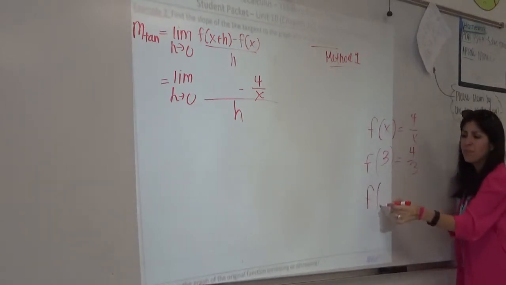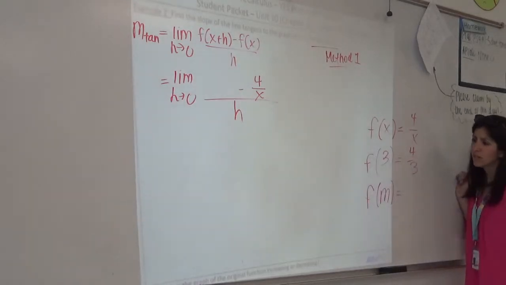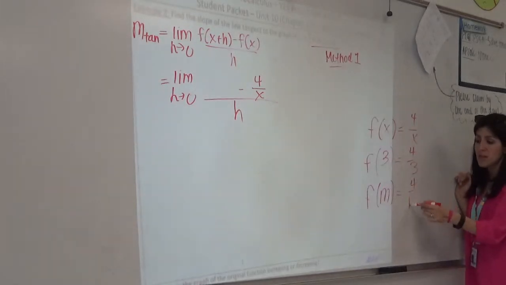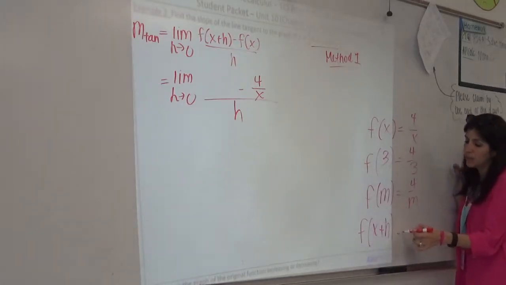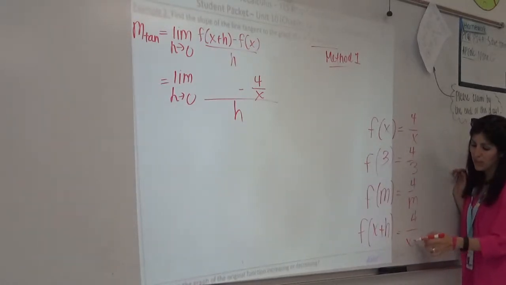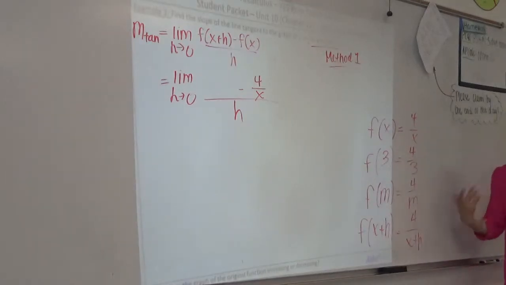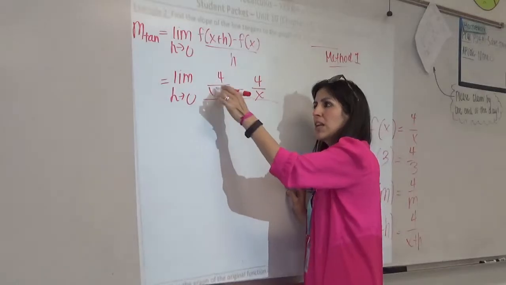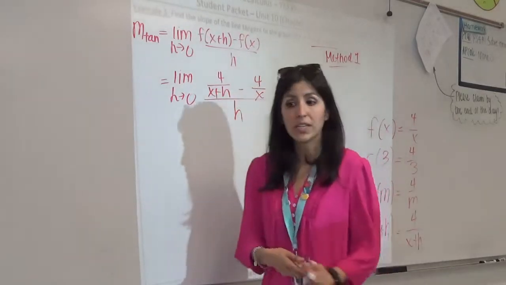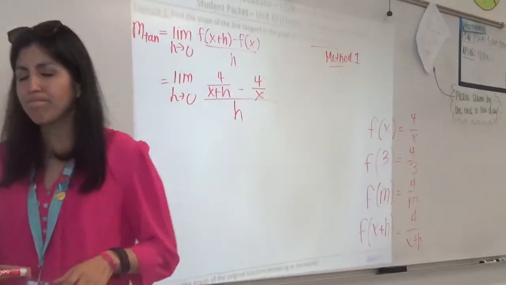What would f of m be? 4 over m. So what I'm asking is for f of x plus h. What do we think that would be then? 4 over x plus h. The x plus h goes in the bottom. So I write stuff down if I have to, or I just come right here and record 4 over x plus h.